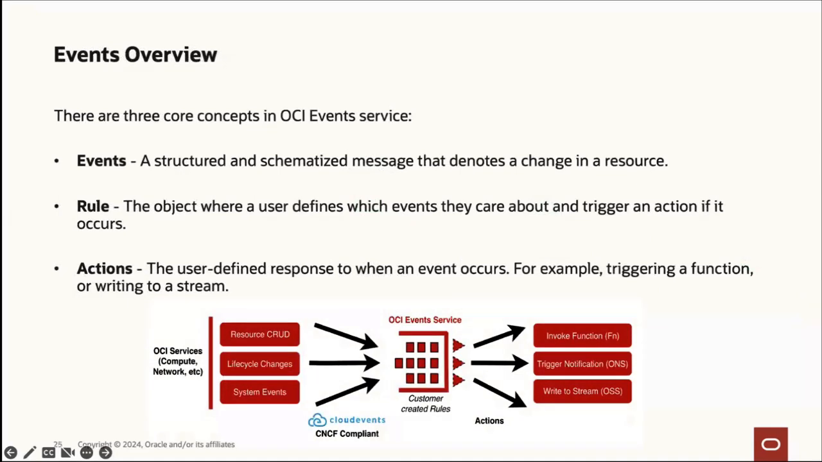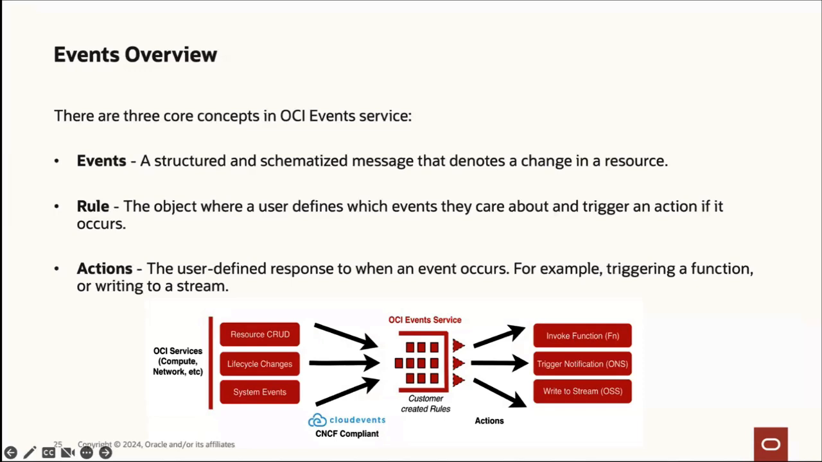Next, we will talk about the event service. Inside the event service, you will need to understand three core concepts: events, rules, and also actions. We'll go through each of these listed here. An event represents a change in an OCI cloud resource. It could be initiated by the OCI system, by user action, or both.